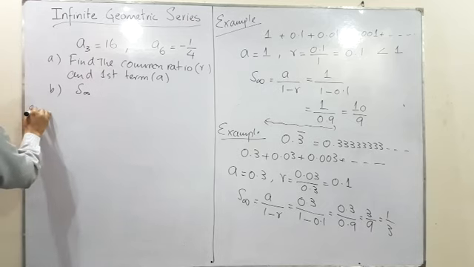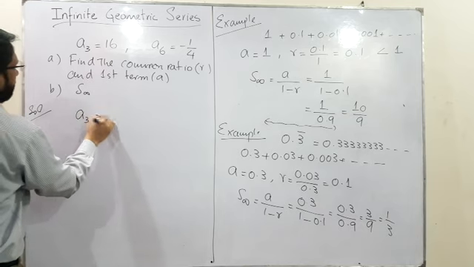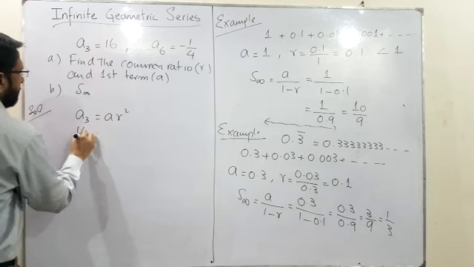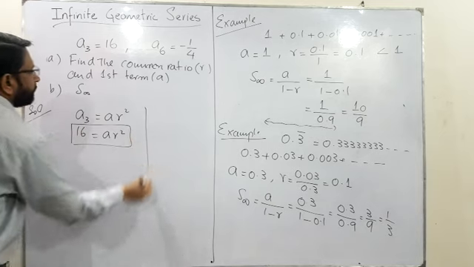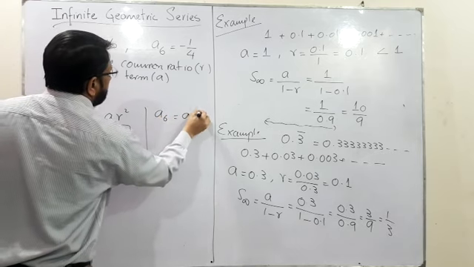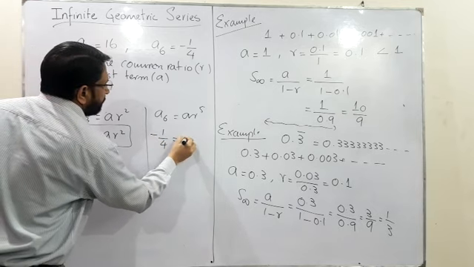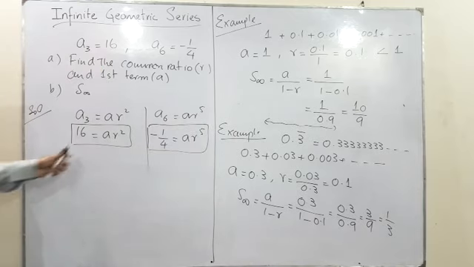Let us say this. We know a n equals ar power n minus 1, so a3 is equal to ar squared. So it means 16 is equal to ar squared. Let us say this is the first equation. Now a6 is equal to ar power 5. So minus 1 over 4 is equal to ar power 5. Now by solving these two simultaneously, we will be able to get the values of a and r.